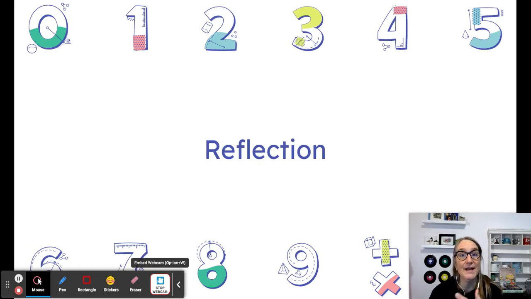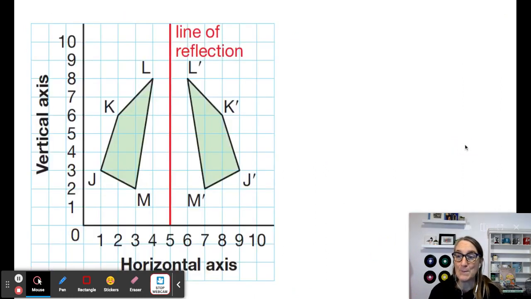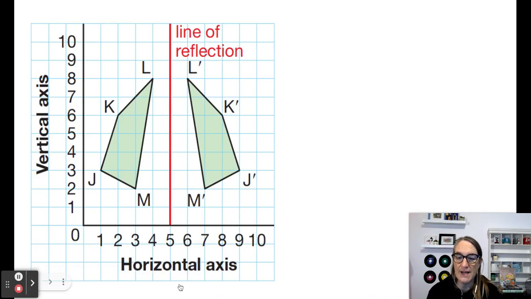Let's take a closer look at reflection and see how we can apply our knowledge of the Cartesian plane and ordered pairs to understand this geometric transformation a little better. Here we have quadrilateral JKLM, and it was reflected in a vertical line of reflection through the horizontal axis at 5. Its reflection image is quadrilateral J prime, K prime, L prime, M prime.